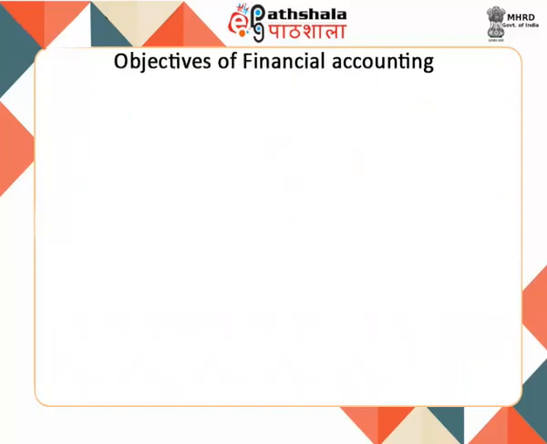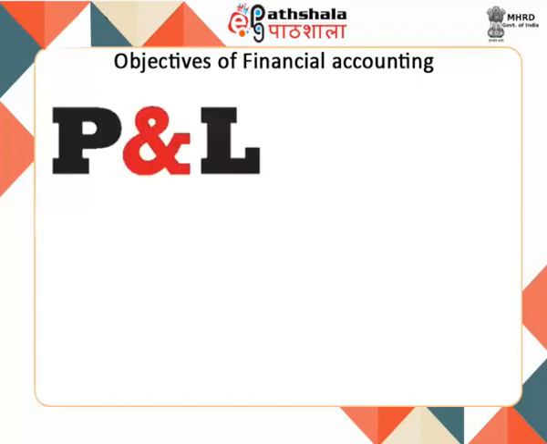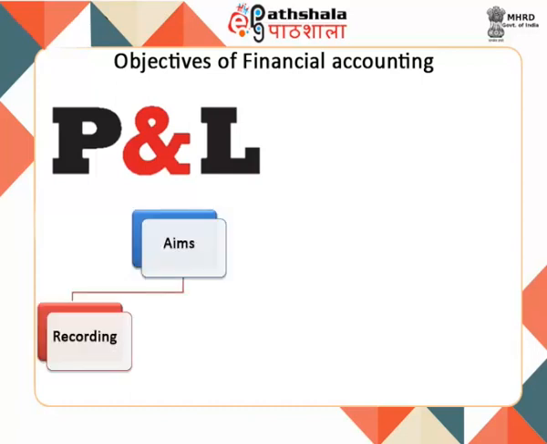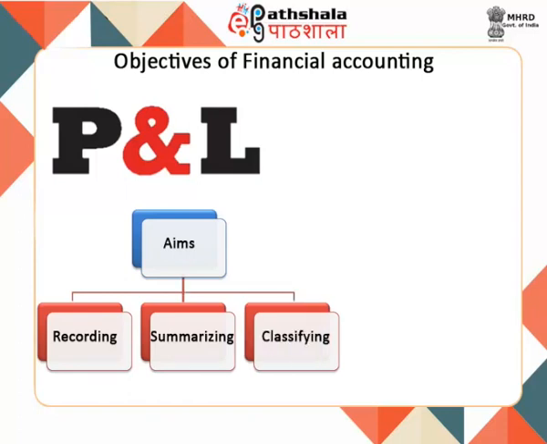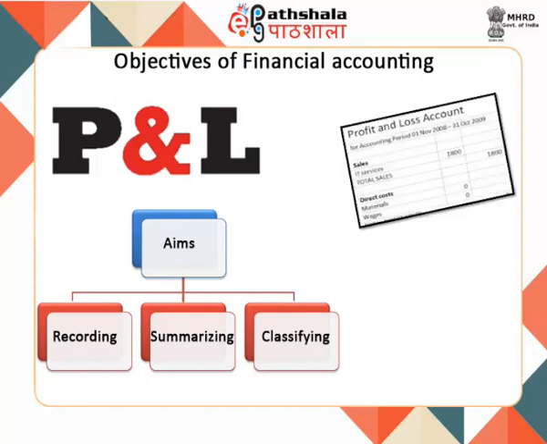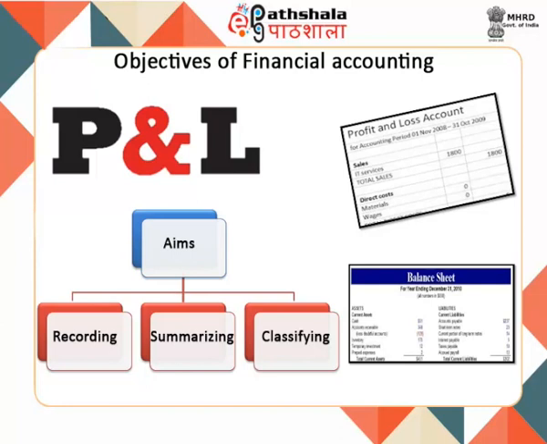and results thereof. The main objective of financial accounting is to provide information for ascertaining the profitability and financial position of the business. It also aims at determining the profit or loss earned by the business. The aim in recording, summarizing, and classifying the transactions is: number one, to prepare a profit and loss account and an income and expenditure account; two, a balance sheet at the end of the period.